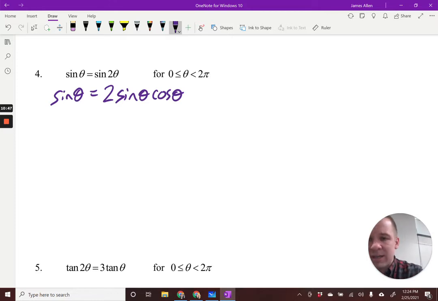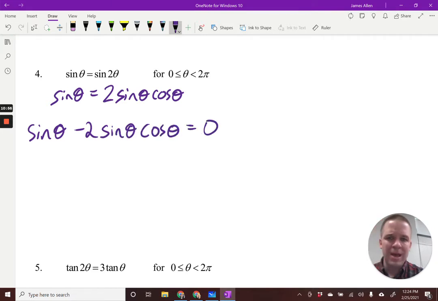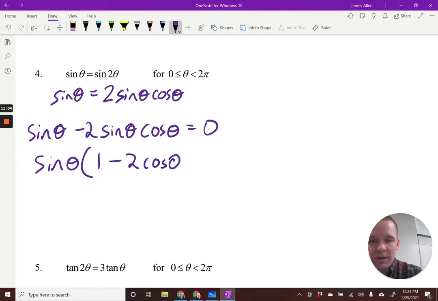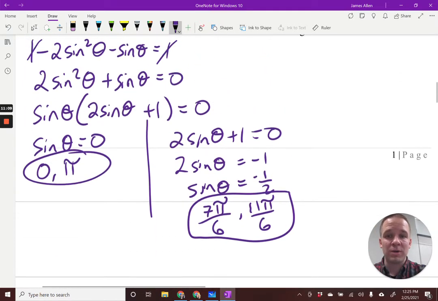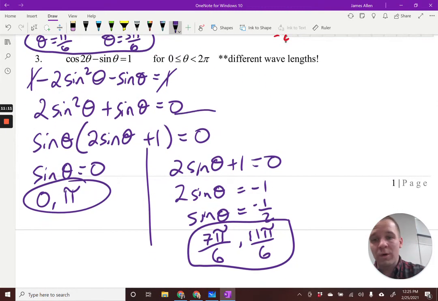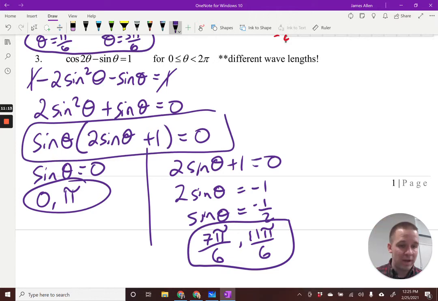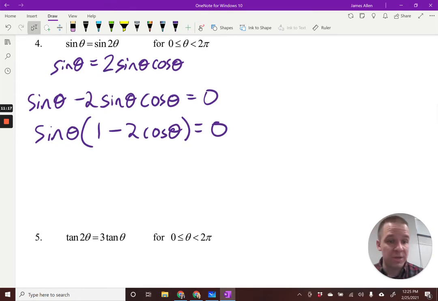If I bring this over to the other side, it takes a little future telling here to see what's going on. You'll get better at that as things go. I can take out a GCF of sine from both of these, can't I? Leaving me with 1 minus 2 cosine of theta, I'm basically dealing with the same type of situation that we had up here in this problem, except I'm dealing with cosine now.